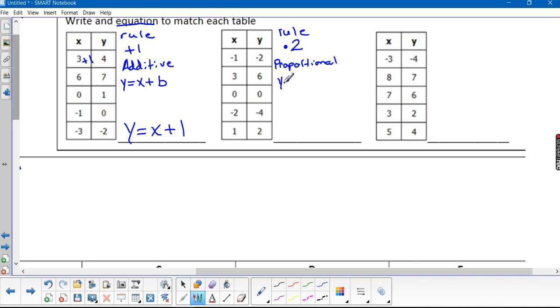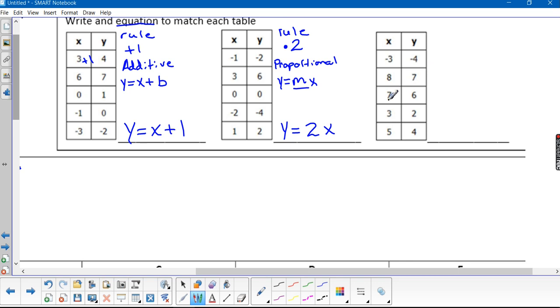So we know it's going to look like this. And we know that this is slope, rise over run. Here's our rule, so we know that the rule takes the place of the m, which the equation is y equals 2x. Okay? Over to the next one.